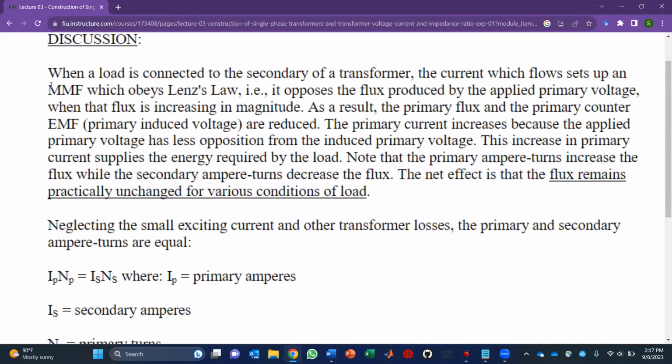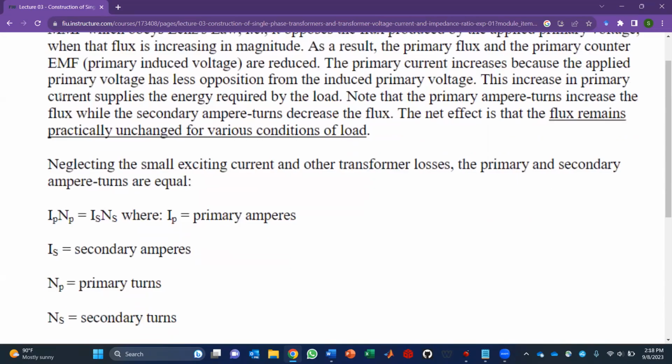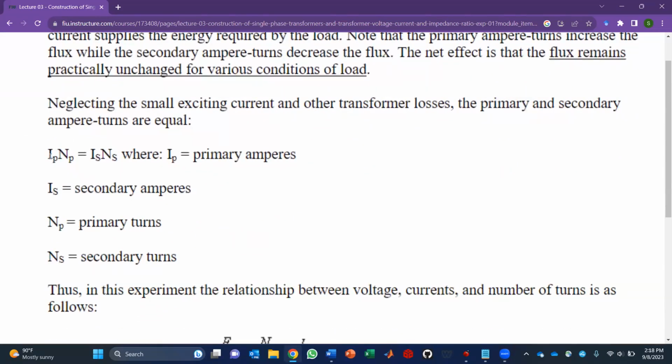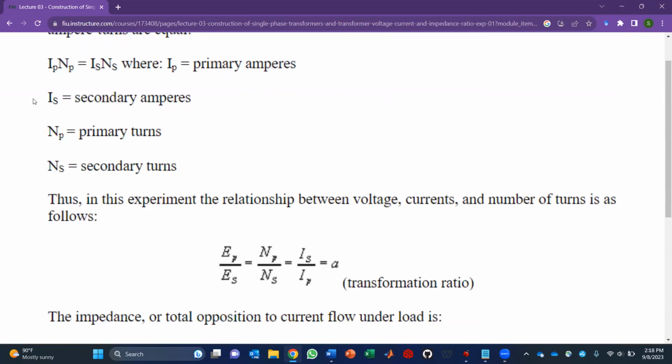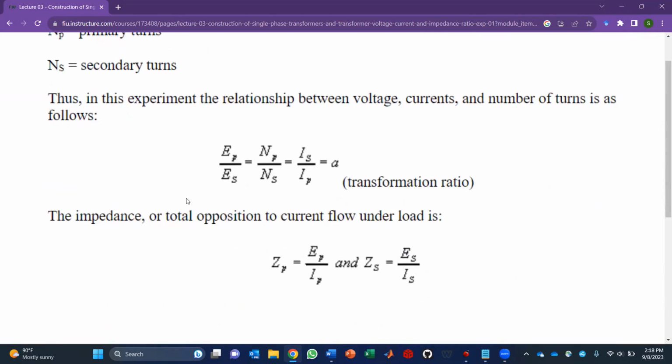I'd like you to write whatever you know about a transformer. Then I'd like you to include the equations and different terminologies, for instance what IS is, what NP is. I'd like you to include all of them. And this is the transformation ratio.